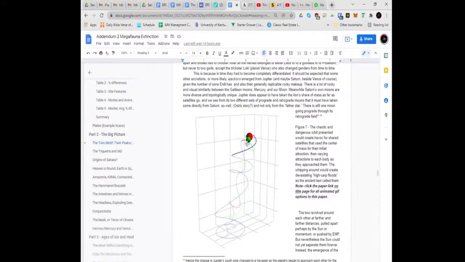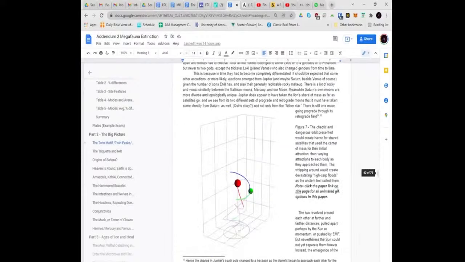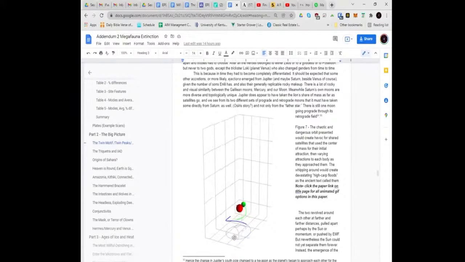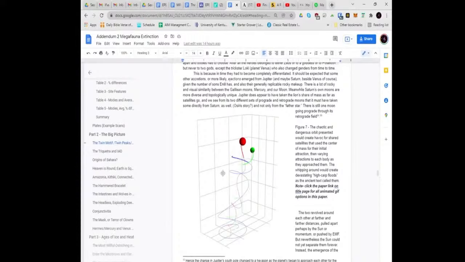Are we the gray sphere? No, we're neither one of those spheres. We are a little dot following those two as they go around each other. These are gas giants. We are out here where my cursor is, going way outside.